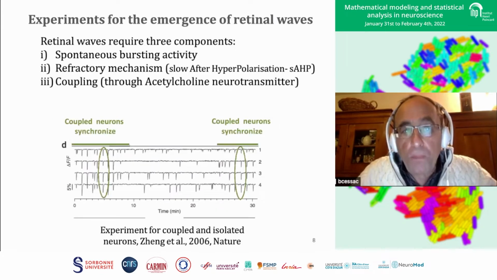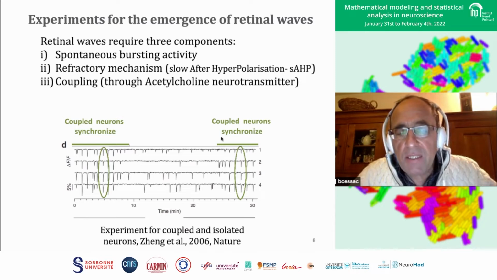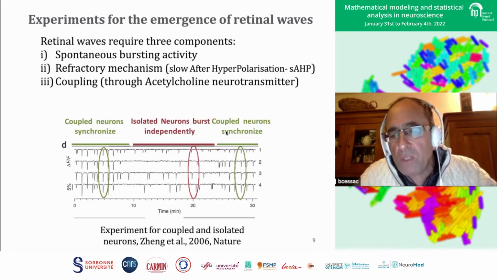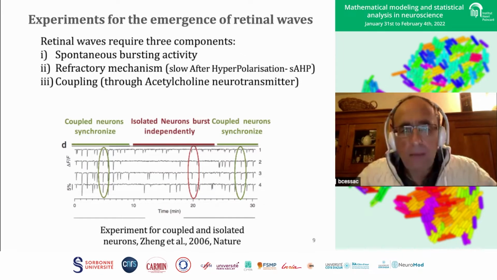The third point is that these starburst amacrine cells are coupled together via acetylcholine. And this can be seen again experimentally. Here you see that in normal condition the cells synchronize, but when you add some drug, some cocktail which neutralizes acetylcholine, you remove synchrony. So it's known that acetylcholine plays a central role here.